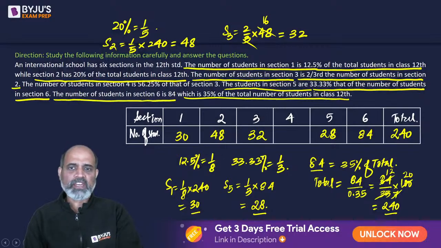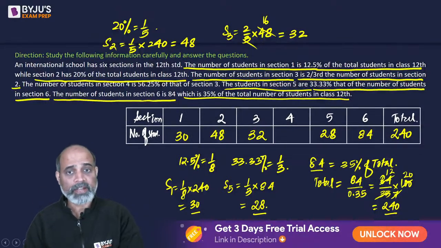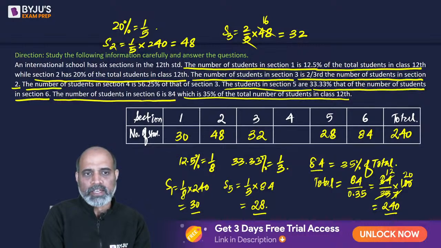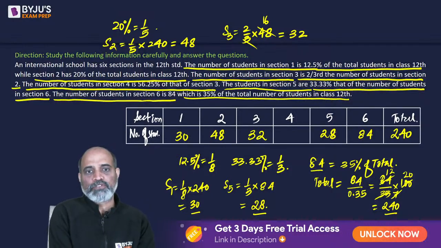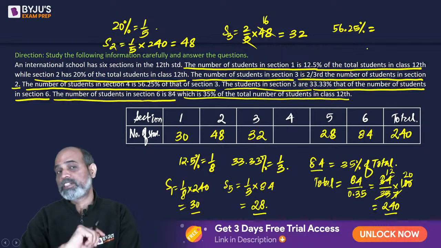Now we can very easily calculate the number of students in section 4 by subtracting the sum of these 3 section students from 240, right? Or we can use the next statement. The number of students in section 4 is 56.25% of that of section 3. Now how much is 56.25%?